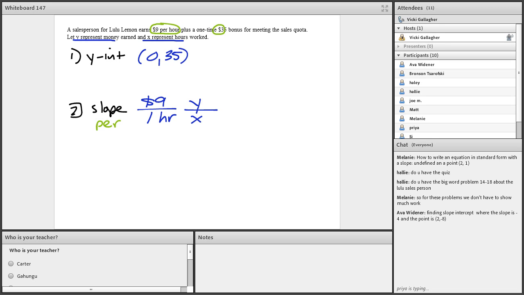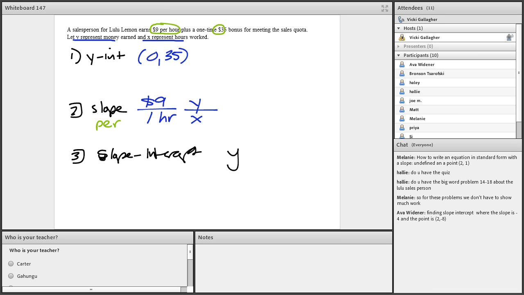And then I also asked for you guys to write down a sentence about that, and the $35 represents the $35 you're going to get no matter what. Like, they're just going to give you $35. It's not per hour, it's just one time they're going to hand you $35. So that's the y-intercept. And then after you know what your y-intercept and your slope are, then you can write me an equation in slope-intercept form.